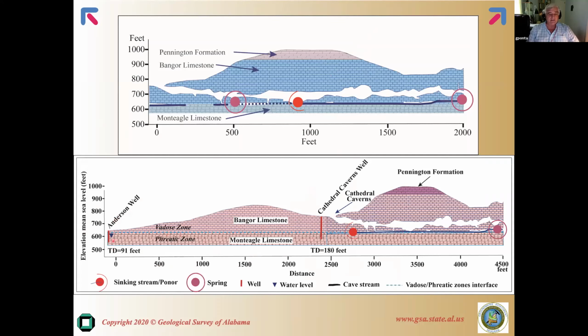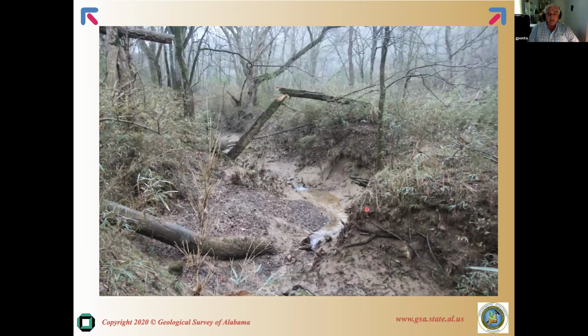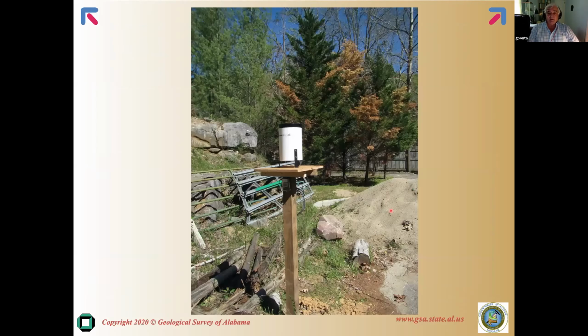It looks like the Anderson well measures the water level in the phreatic zone, and as of today we cannot see any connection between the stream going through the cave and that particular well. Here's a picture: the spring upstream of the cave disappears underground in the dry season. In the wet season, it's a little bit different. The previous picture is right there, and here is the final spring.